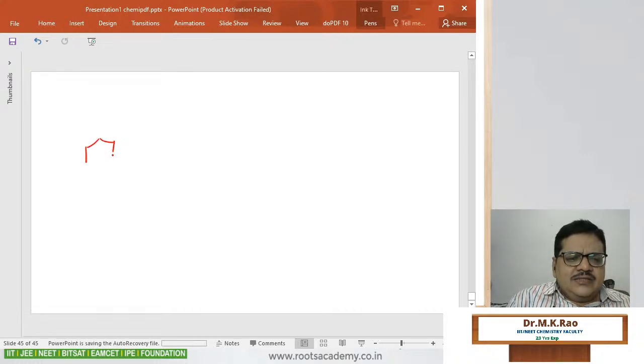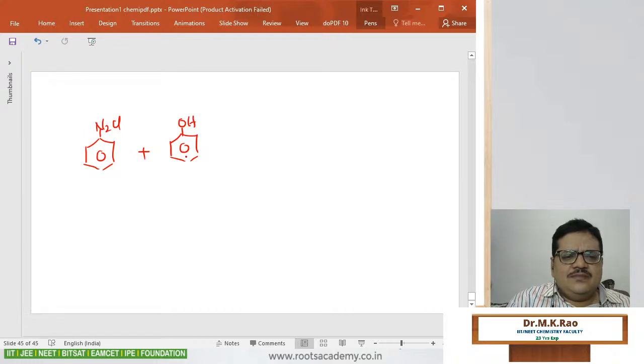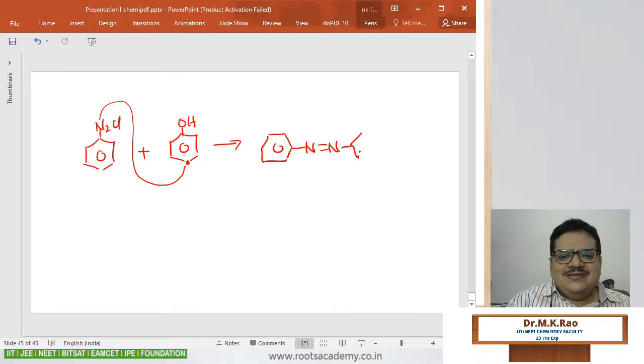When benzene diazonium chloride reacts with phenol, diazo coupling takes place here. It forms N, double bond N, and it has OH here.